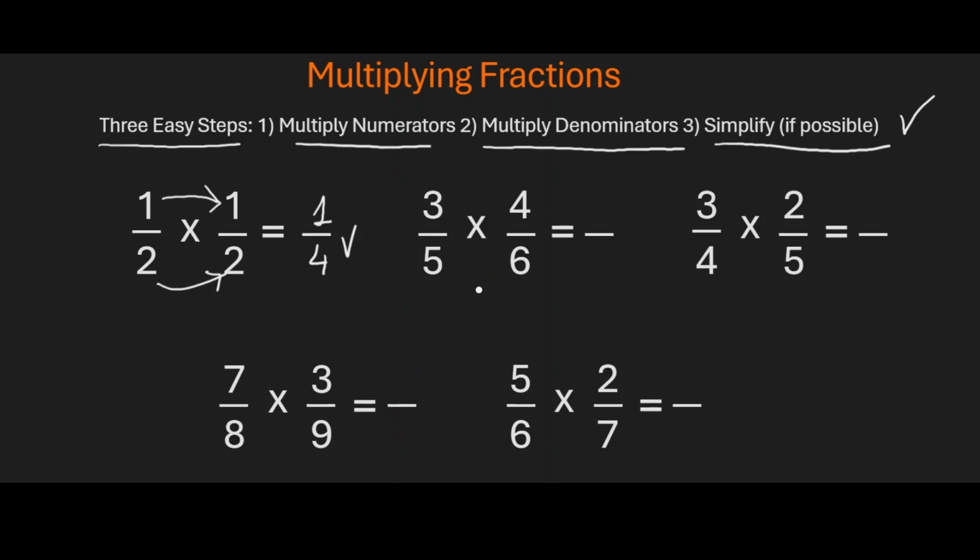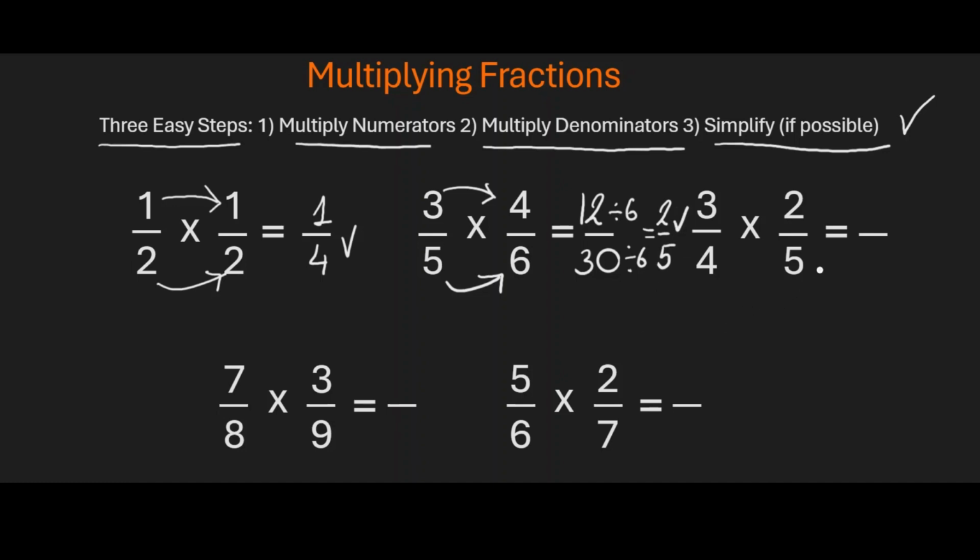Next, let's try 3/5 multiplied by 4/6. Multiply the numerators. 3 times 4 equals 12. Multiply the denominators. 5 times 6 equals 30. So we get 12/30ths, but wait. This fraction can be simplified. Both 12 and 30 are divisible by 6. So when we simplify, we get 2/5.